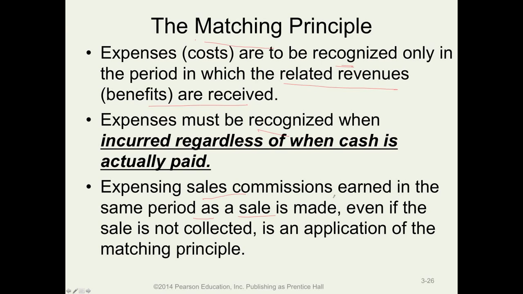This is a very good illustration of matching. You sell something today, your salesperson earns commission, revenue is recorded, and the expense of the sales commission is recorded. Expenses follow the revenues, or expenses will match with the revenues, even if the sale is not collected, and even if the commissions are not paid. Because it's earned, even though it's not collected, it has to be recorded.